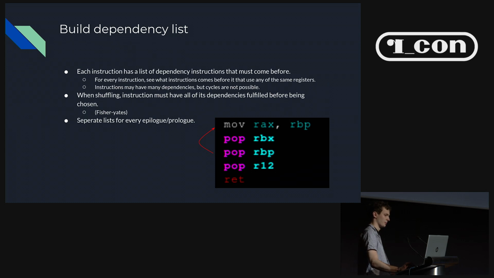We also have to build a dependency list, because even though we want to reorder these instructions, there are some dependencies that we still have to abide by if we want the program to execute as it does. Basically, we look at every instruction before the one we're looking at to see if it uses the same registers. In this case, this move instruction uses RBP, so we have to make sure it comes before the pop RBP when we shuffle it. Here's an example where it's just some moves after pushes.